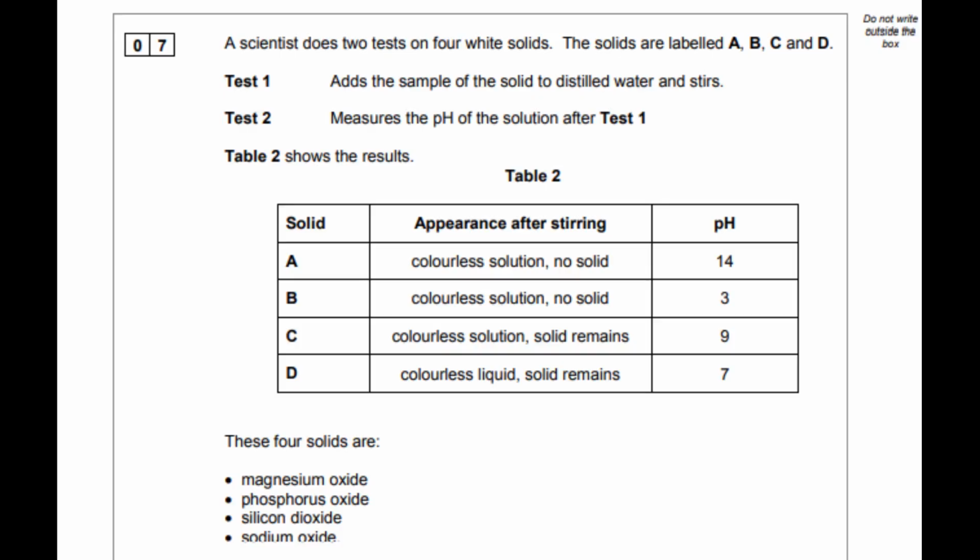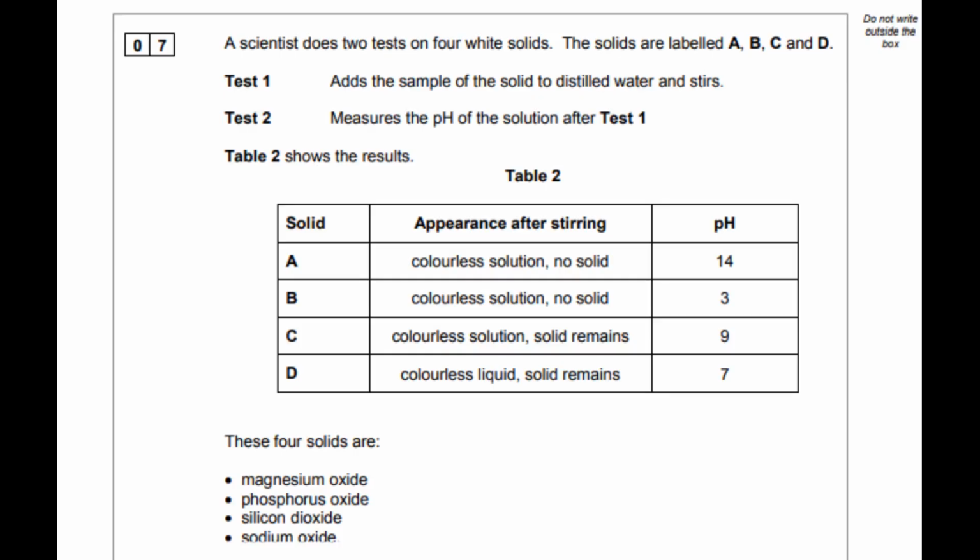Then we have solid B, and this one also gives a colorless solution and there is no solid, which means that solid B fully dissolved just like solid A, but this one has a pH of 3. Then we have solid C. It was put into the water. You ended up with a colorless solution, but some solid did remain. So not everything got dissolved. Some solid remained, and the pH is 9.